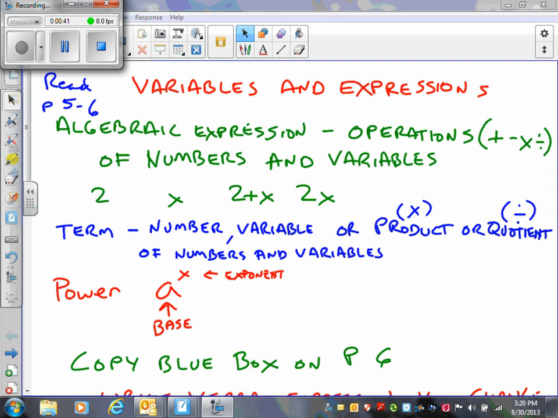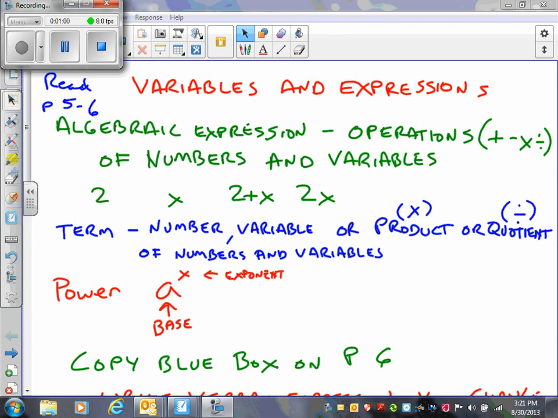A term is a number, a variable, or a product or quotient of numbers and variables. On terms, if you see a plus sign or a minus sign, you've got more than one term. Anytime you have a plus sign or a minus sign, it separates your terms.